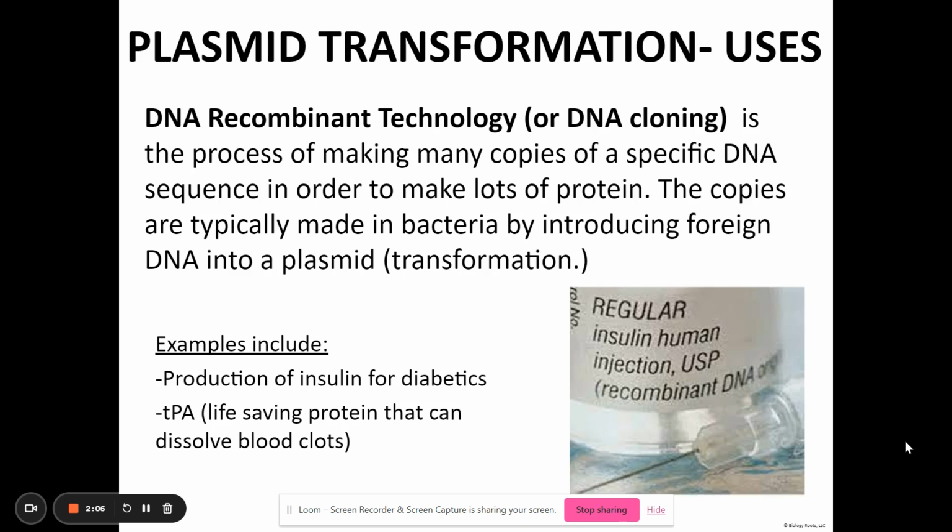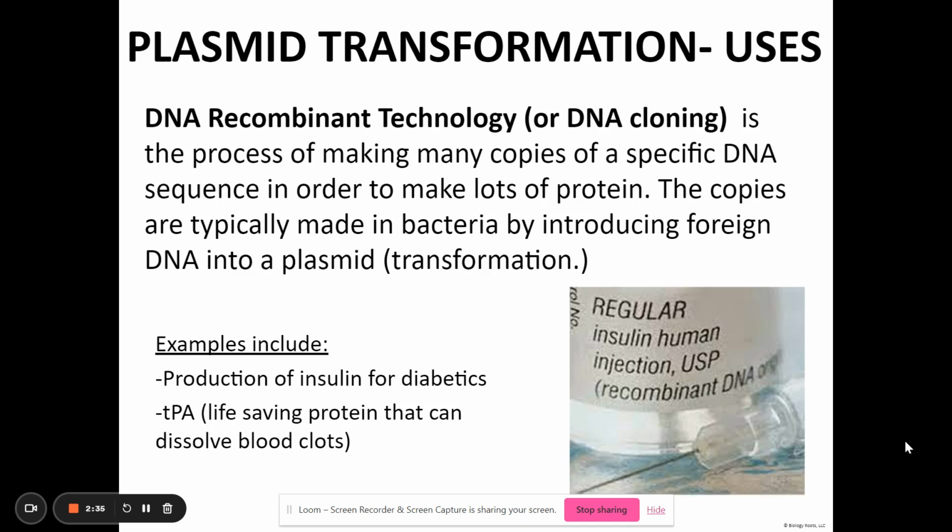DNA recombinant technology, or DNA cloning, is the process of making many copies of a specific DNA sequence in order to make lots of a protein. Whatever purpose you have, you want to be able to make mass quantities of that. The copies are typically made in bacteria by introducing foreign DNA into the plasmid, and that's called transformation.